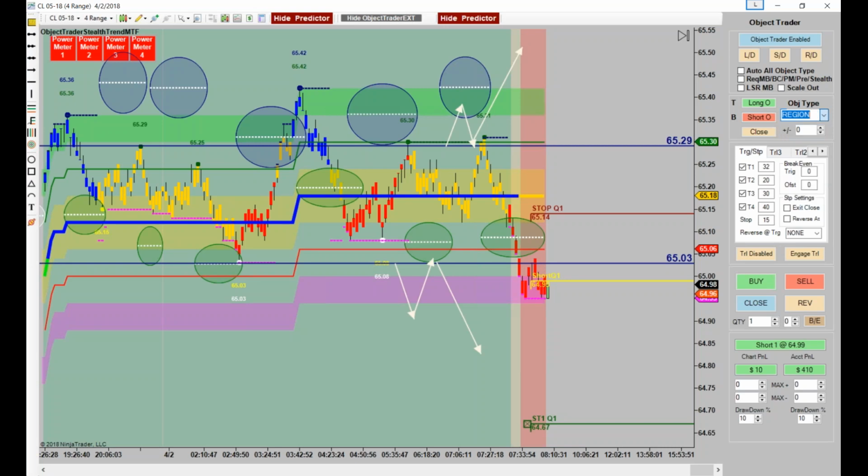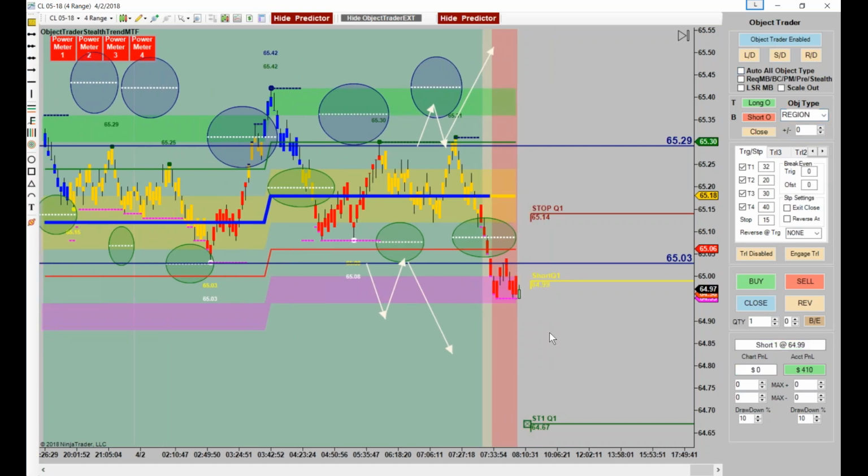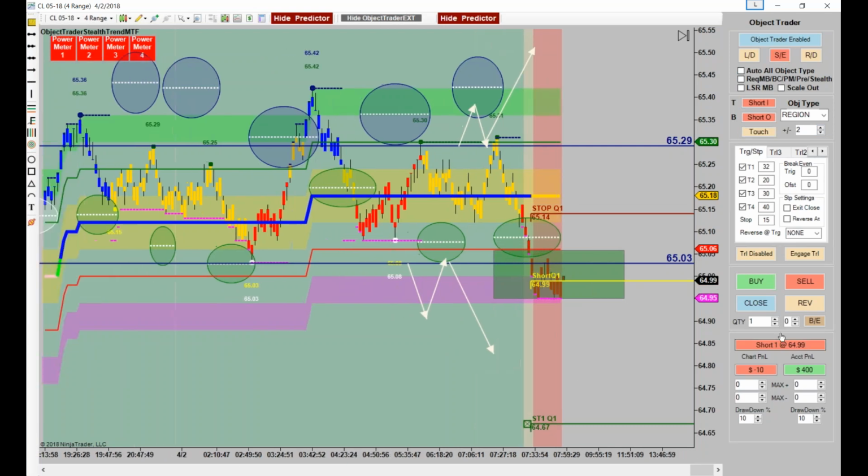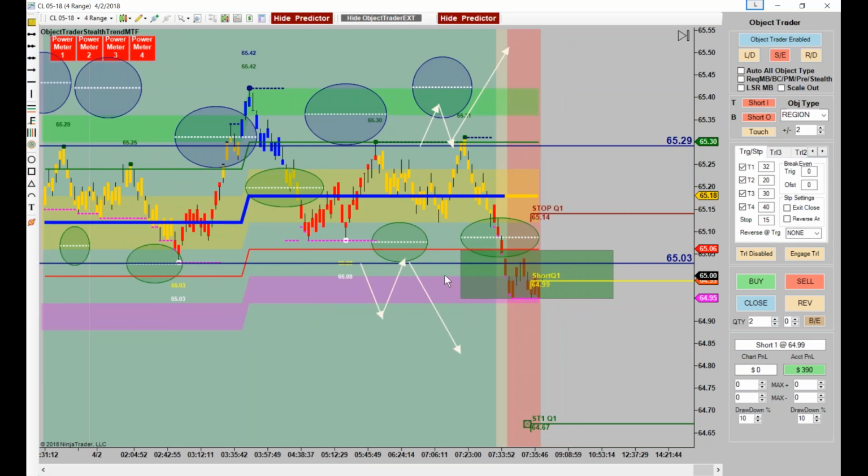I'll do a region, we're looking for short. If it comes all the way back up into here, see where that resistance is right there, or if it breaks out. So I'm looking for a short inside, touch +2, and we'll do 2. So if it comes back and kisses the top of this box within 2 ticks, we'll get a little short, or if it breaks out, we'll get a little short.